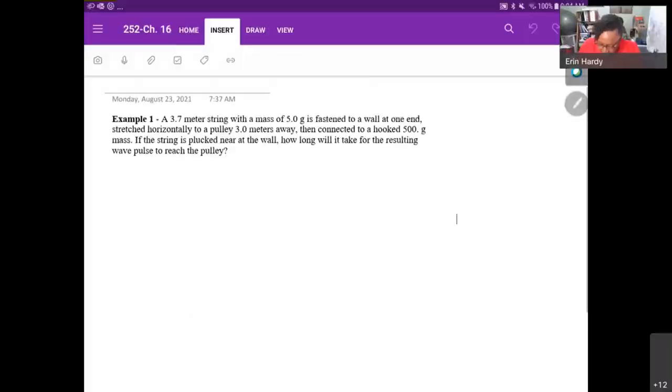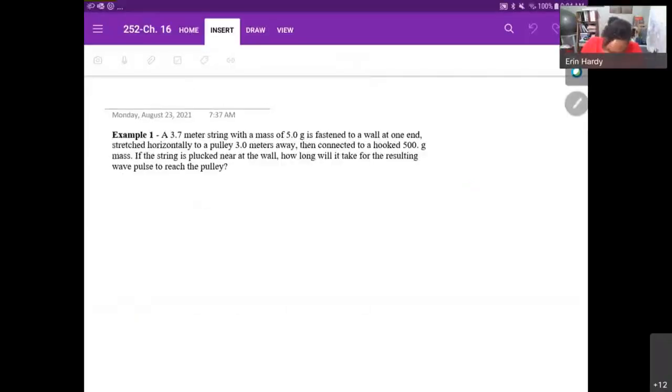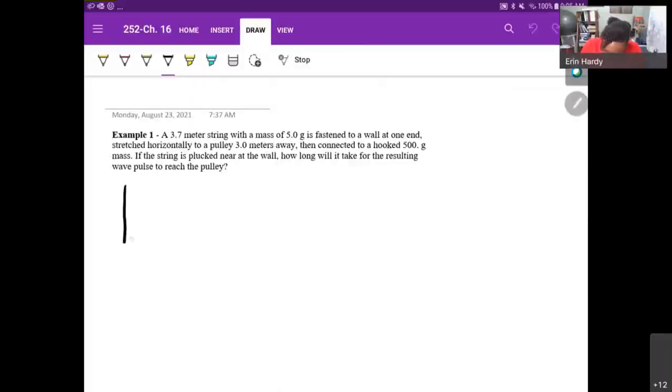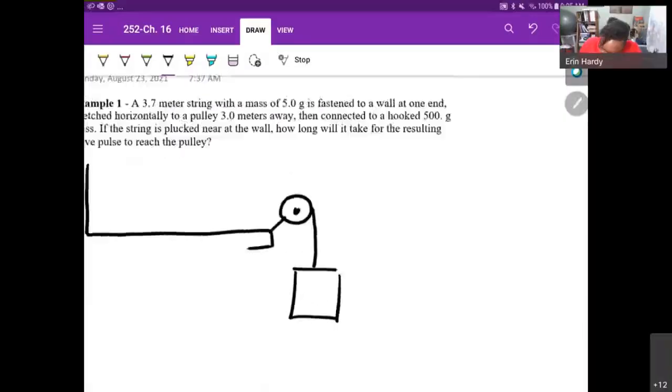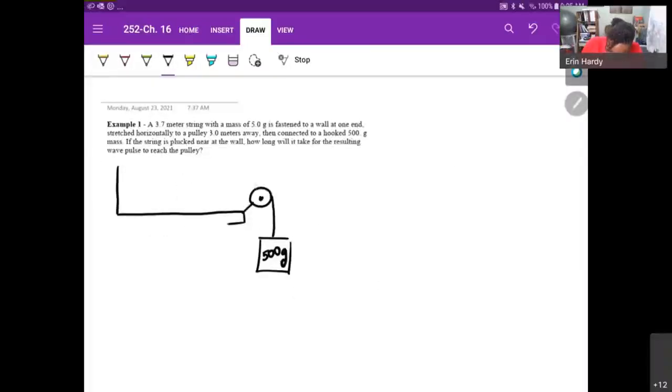Okay, here is our practice problem. So let's draw a picture of this just to get started. We have essentially this situation. Imagine you've got a tabletop like this. You have a pulley. We know that this hooked mass is 500 grams. And let's let this left edge be a table, like a wall that we can connect this to.